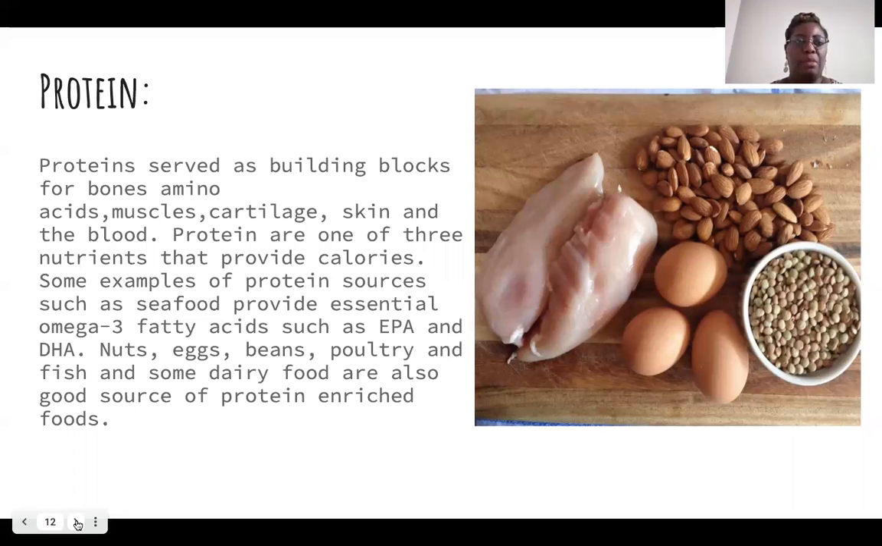Proteins serve as building blocks for bones, muscles, cartilage, skin, and the blood. Protein is also used in the recovery of wounds, bruises, and burns. Proteins are one of the three nutrients that provide calories. Some examples of protein sources: seafood provides essential omega-3 fatty acids such as EPA and DHA. Some other examples are nuts, eggs, beans, poultry, and fish, and some dairy foods are also good sources.